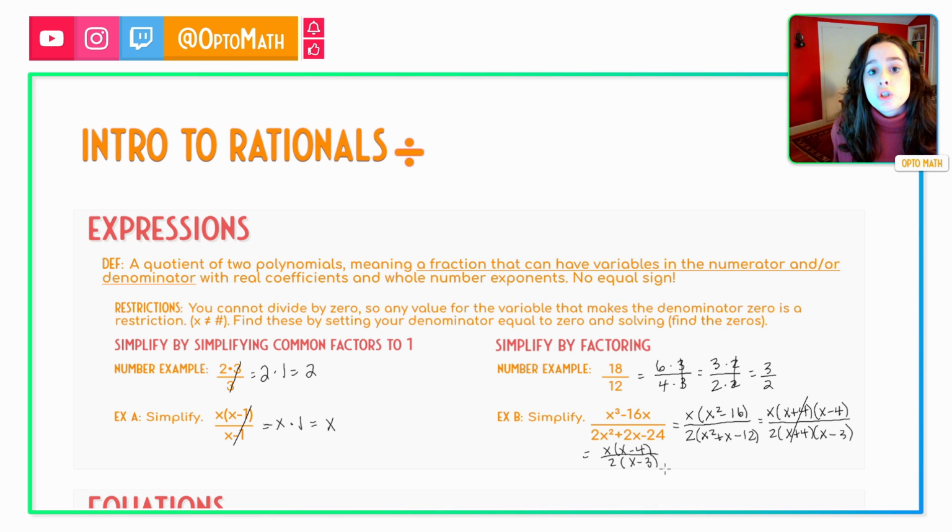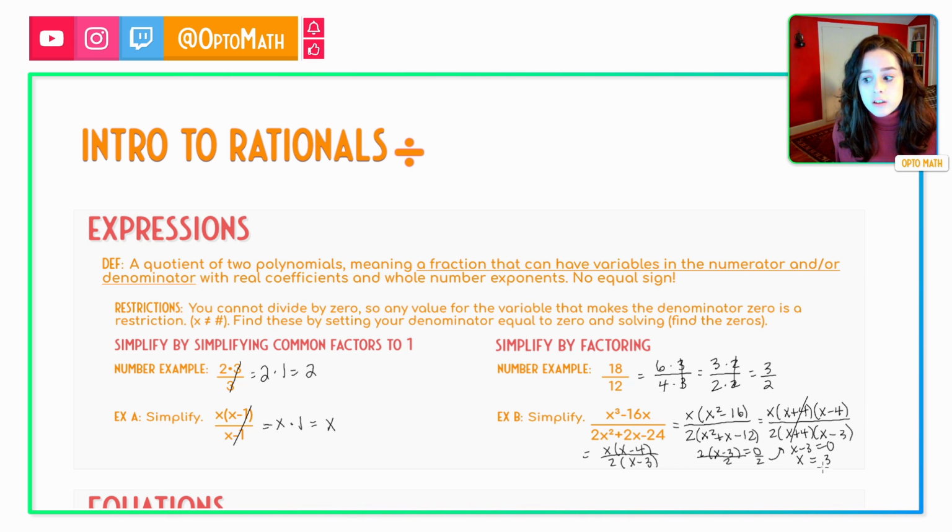So let's not forget about our restrictions. We do have a denominator in our final simplified version of this. So we have to consider, are there any x values that would make this denominator equal 0? Let's take this denominator and set it equal to 0 and solve. If we set that equal to 0, we could divide both sides by 2, and then we just have x minus 3 equals 0. And if we add 3 to both sides, x equals 3.